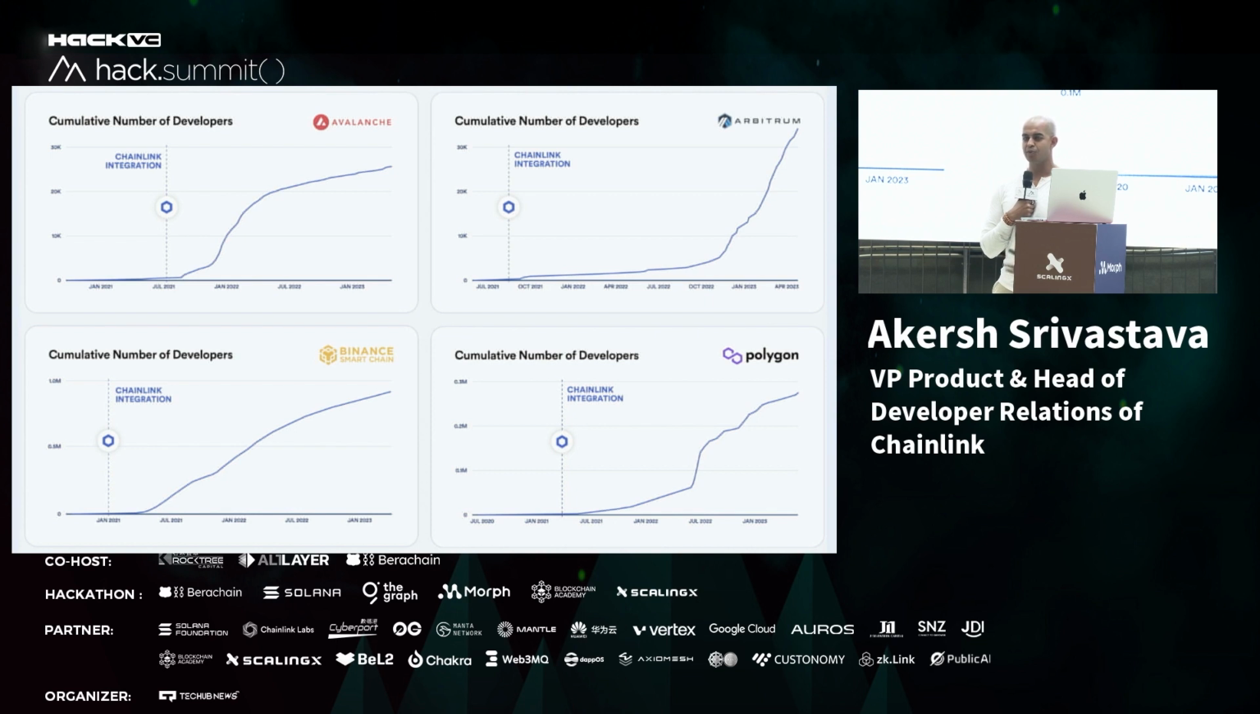They're the results of deliberate strategies to engage developers. A big thing that we always say is our developer experience needs to be the best. People need to be able to use our products and services seamlessly to build whatever it is that they're imagining. So you can see right after Chainlink integration with some of our partners, there's a huge spike in developer engagement across all these chains. And that's what our products do.